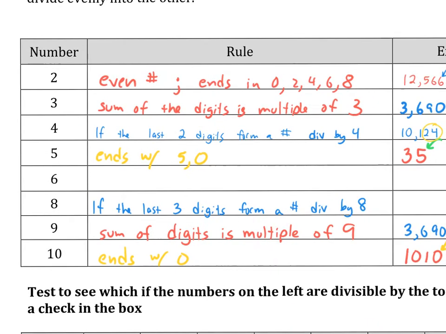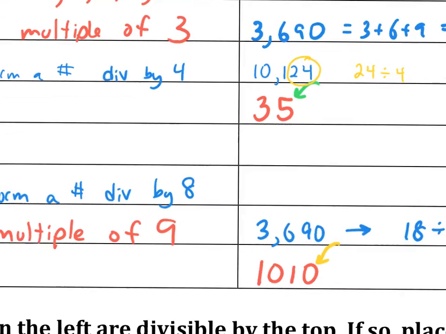All right, so as we saw in number 4, if the last 2 digits form a number divisible by 4, then the whole number is divisible by 4. 8 is the same, but it's the last 3 digits, if they form a number divisible by 8.